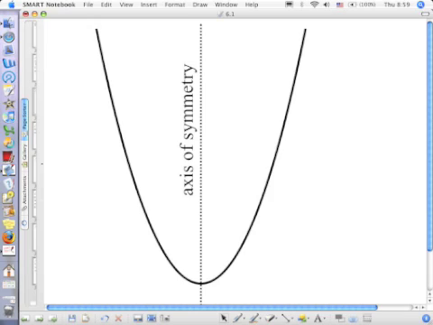Here is a picture of what your axis of symmetry would look like. You're going to have a parabola. We already said this one's opening up. That's x equals whatever. Okay, this axis is a vertical line, and we're about to find out exactly where it sits.